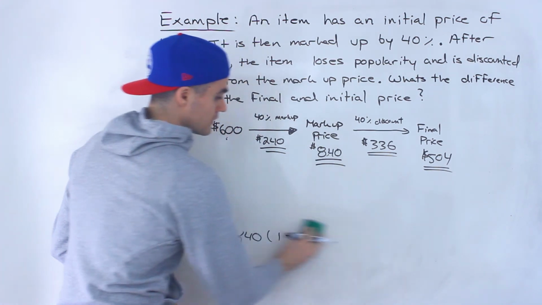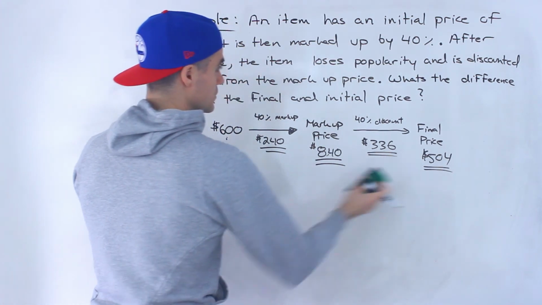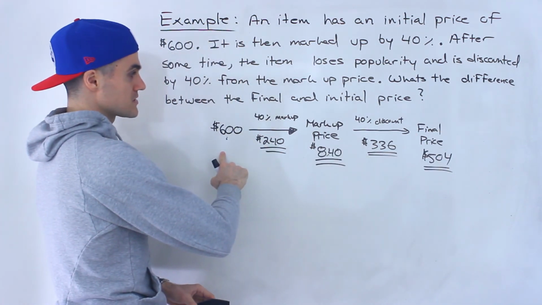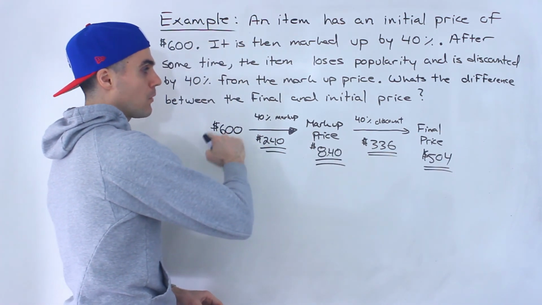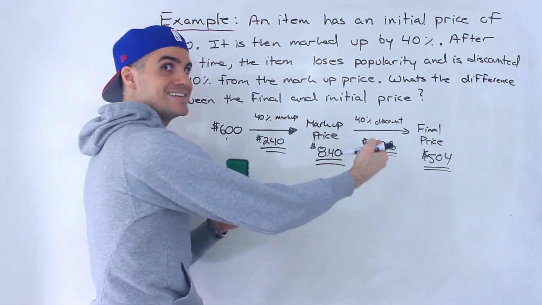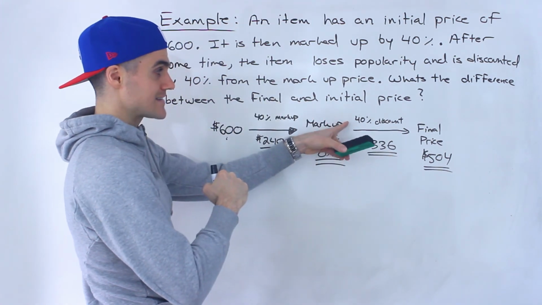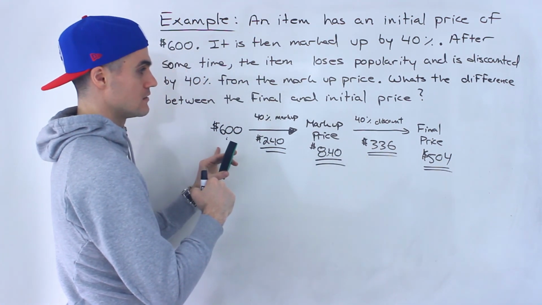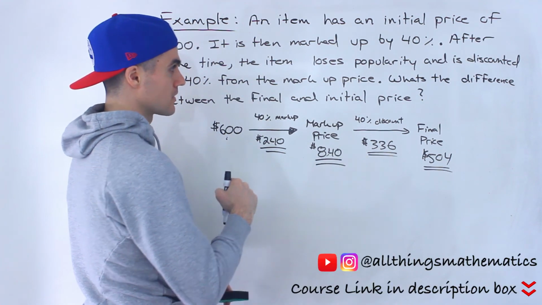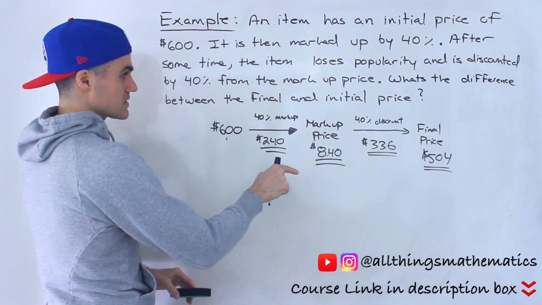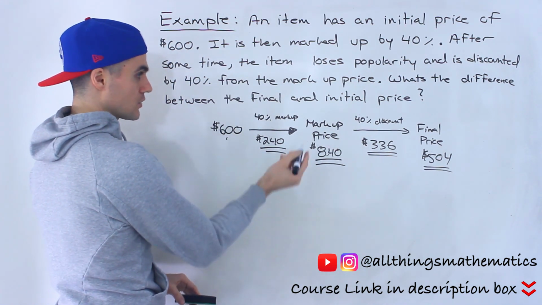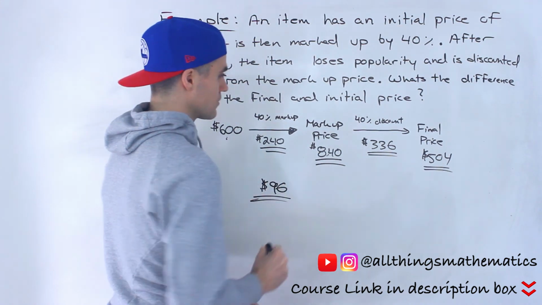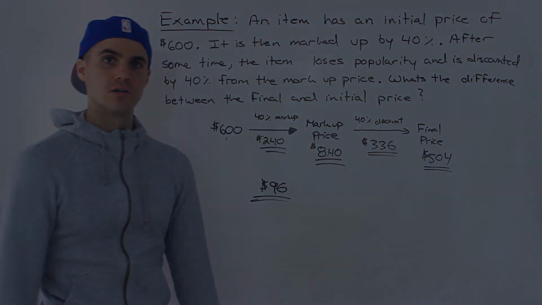So what's the difference between these two? Well, notice that the final price is actually lower than the initial price, right? If a price is marked up by a certain percentage and then discounted by that same percentage, that final price is always going to be lower than the initial price. So what's the difference between these? Well, $600 minus $504 is just $96. So that ends up being the final answer to this question.